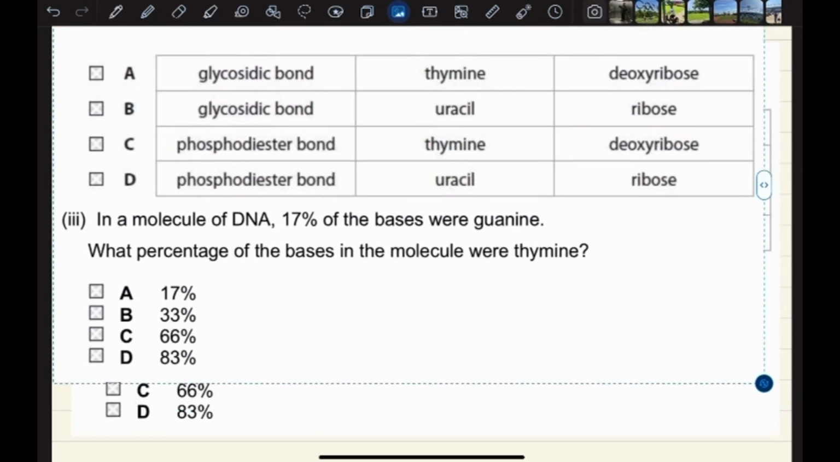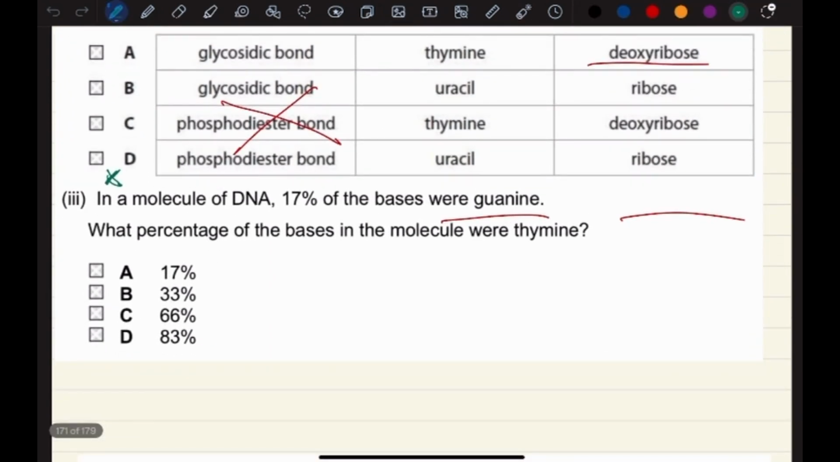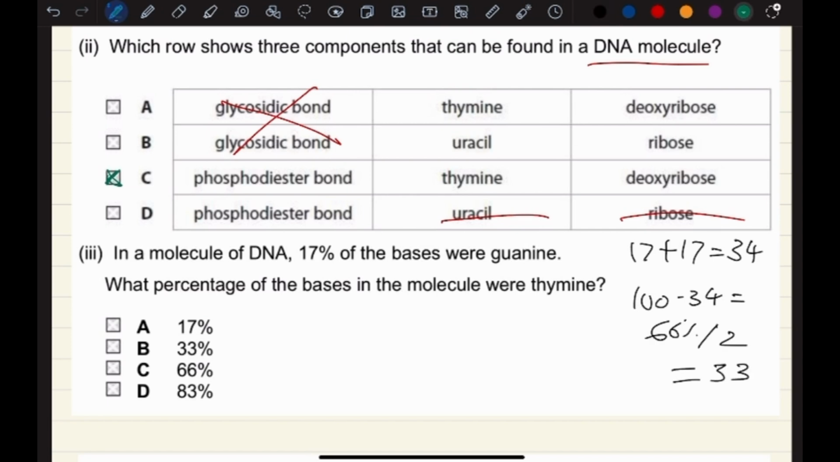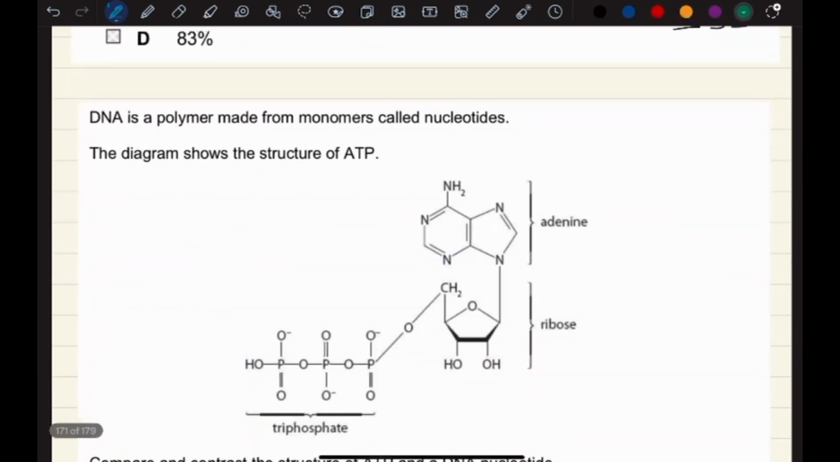Now let's look here. Well, we've got to think about our complementary base pairing rules, right? So, if 17% are guanine, then it must be that 17% is also the complementary base, which is cytosine. So we've already got 17 plus 17, 34% between cytosine and guanine. Now, 100 take away 34 means that we've got 66% of the DNA left. Cool. Let's think about this. We know that in a DNA molecule, there's going to be an equal amount of adenine and thymine because they bond to each other. Hence, of that 66%, we halve it to get 33%, which is going to get us the answer for B.